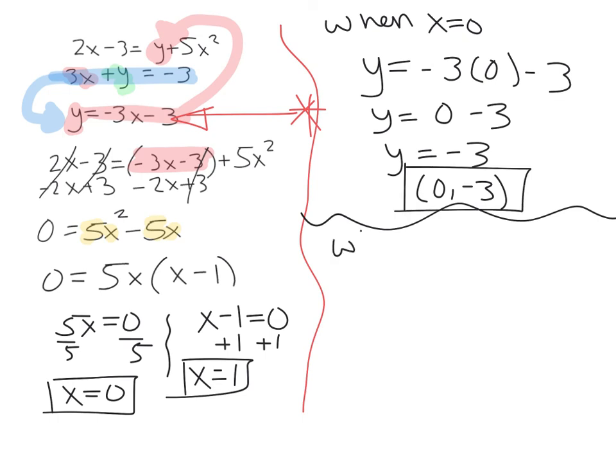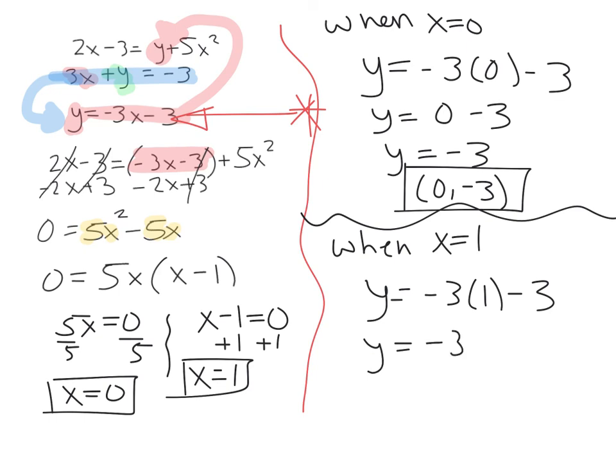But then what is the intersection when x equals 1? And so that's going to give me y is equal to negative 3 times 1 minus 3. So I have myself a negative 3 minus 3, which is y equals negative 6. So the other solution that I have is 1 comma negative 6. And there you go. You finally have your 2 intersections.